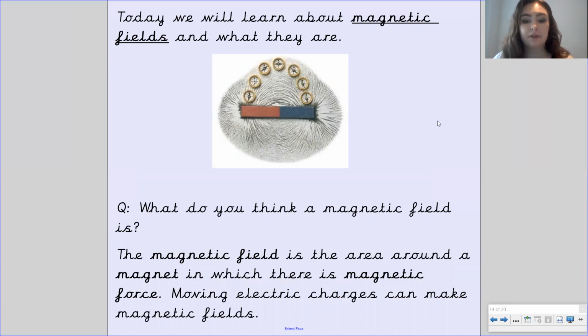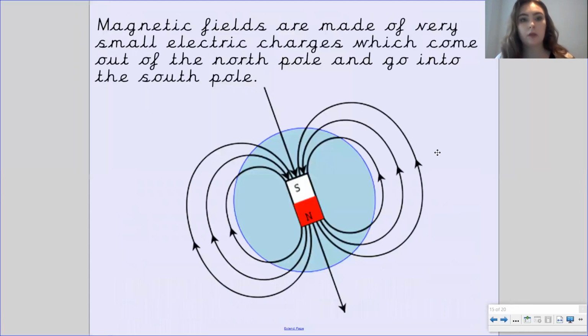Okay, so the magnetic field is the area around a magnet in which there is a magnetic force. Moving electric charges can make magnetic fields. So magnetic fields are made of very small electric charges which come out of the North Pole and then go into the South Pole. This is demonstrated in the diagram below. So here is your magnet in the middle with your North and your South Pole here. And you can see that you have got electric charges coming out of the North Pole and they are then going into the South Pole. And the arrows here show the direction in which they are moving.